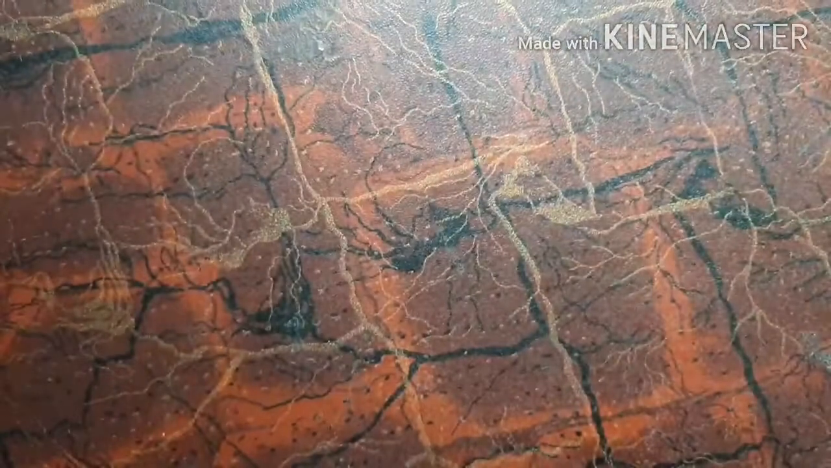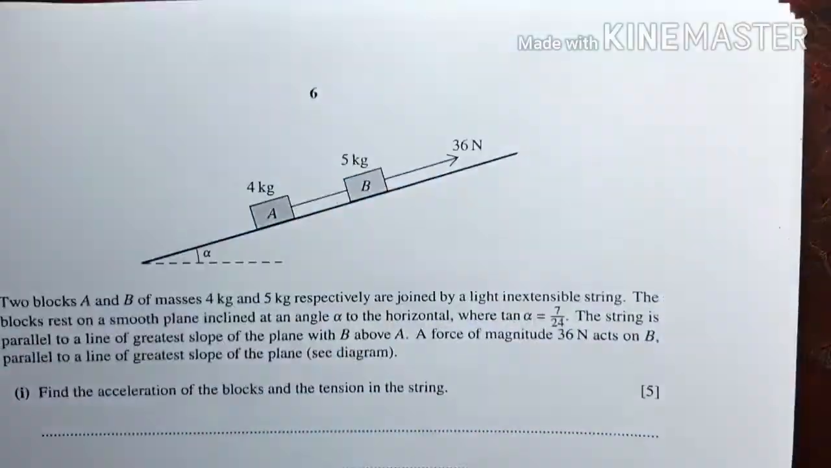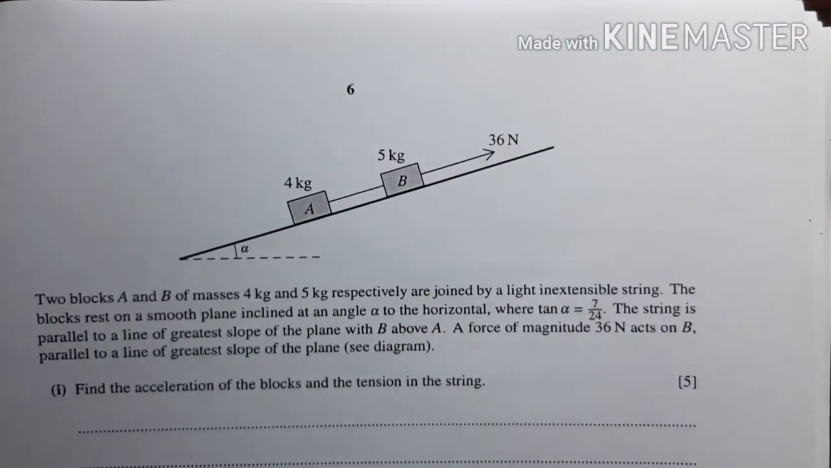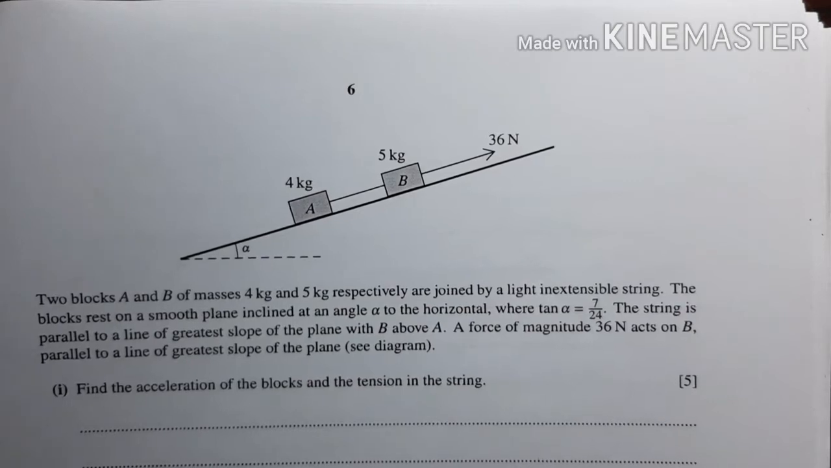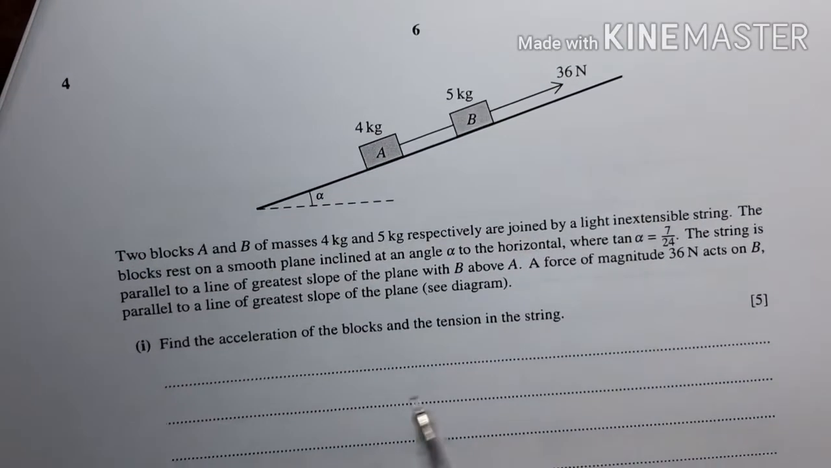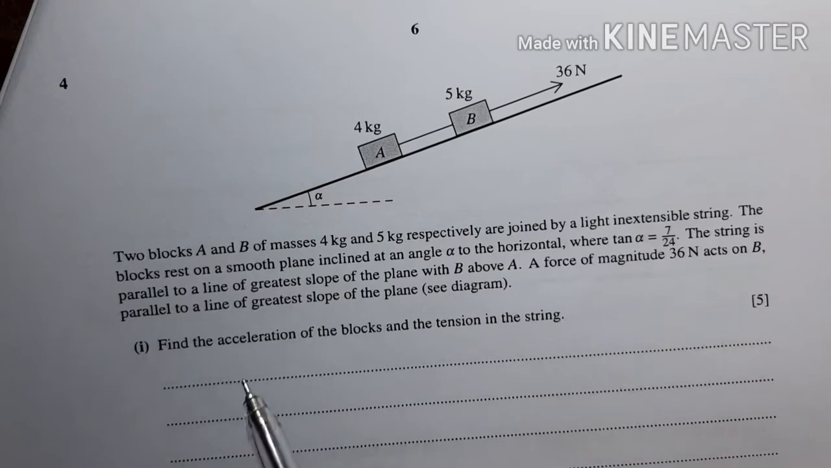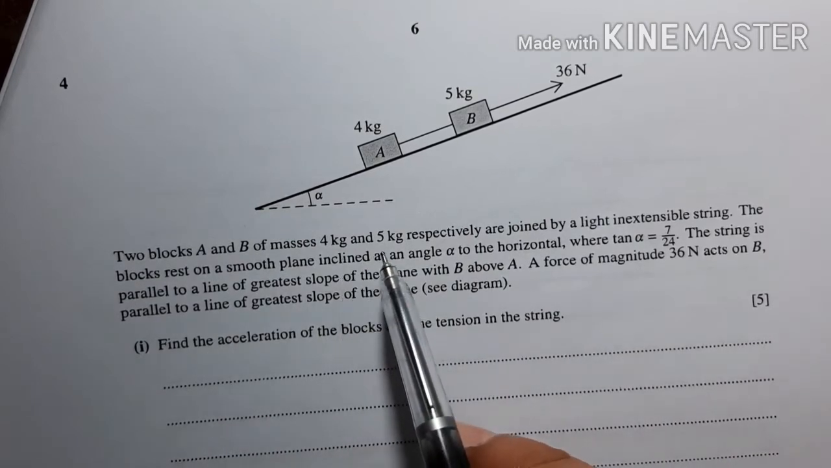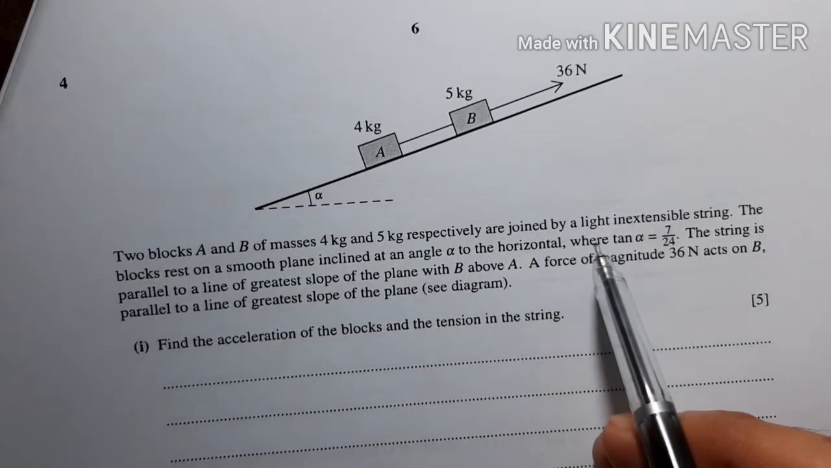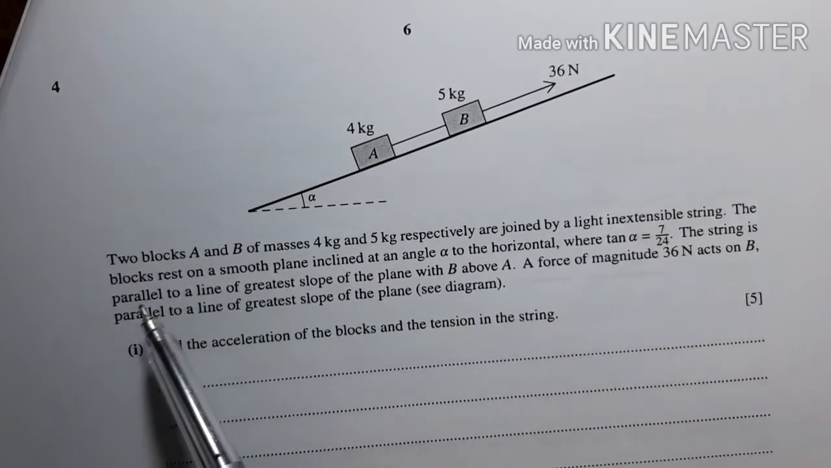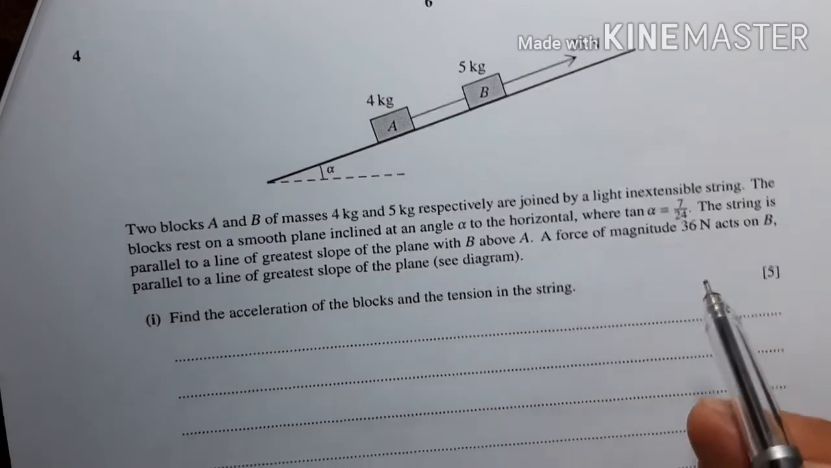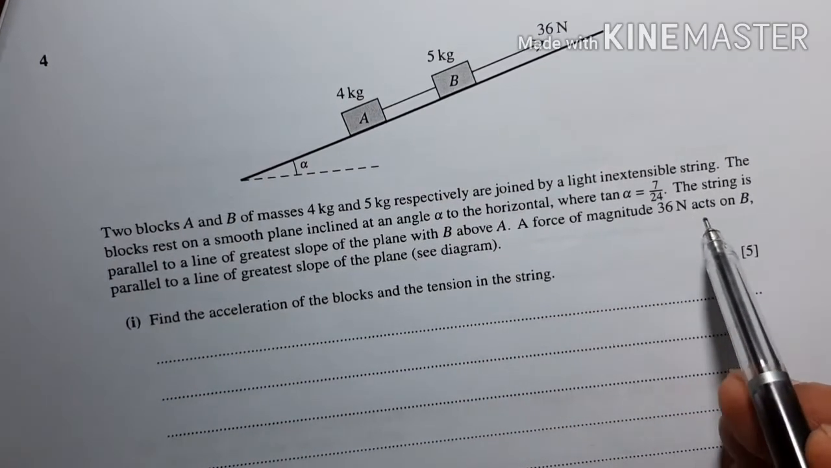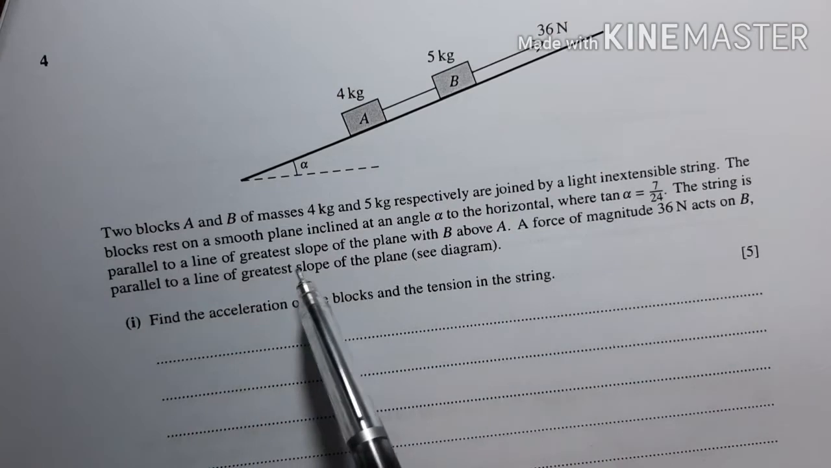Okay. Question 4. Question 4 is also a very good question. We got two blocks, A and B, of mass 4 kg and 5 kg respectively, joined by a light inextensible string. The blocks rest on a smooth plane. The angle alpha, where tan alpha is 7/24. The string is parallel to the line of greatest slope.